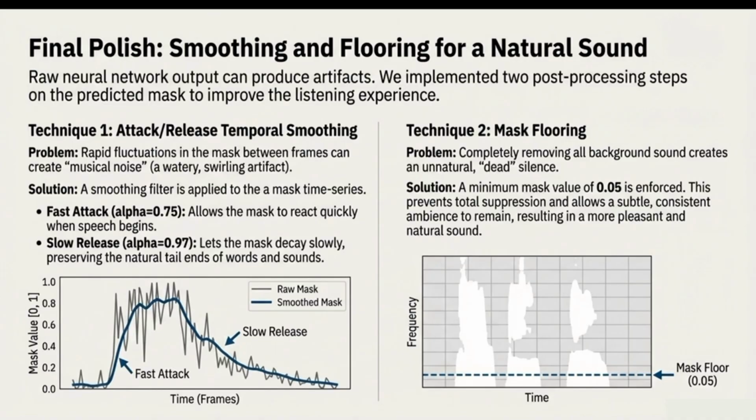Even with a good mask, raw network outputs can fluctuate from frame to frame, producing watery artifacts. We added attack release smoothing: quick attack so it responds fast, and slow release to preserve natural tails of words. We also add mask flooring, a minimum mask value, so the output doesn't become unnaturally silent. This keeps a small, consistent ambience and reduces the dead silence effect.